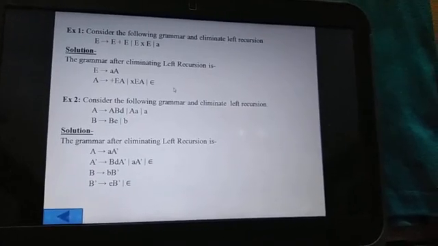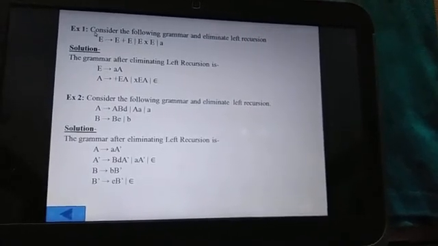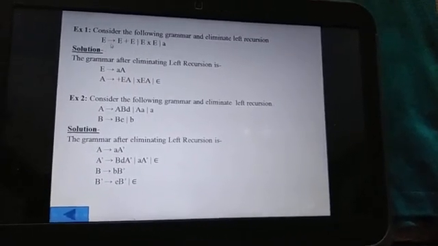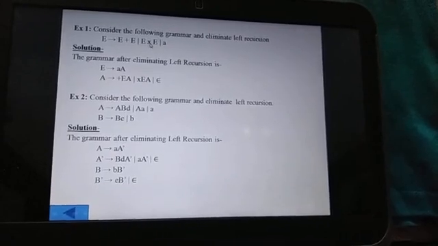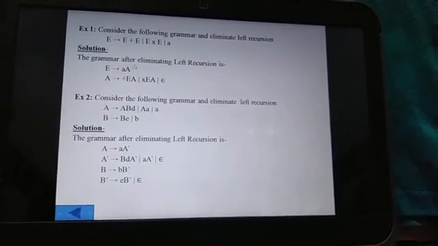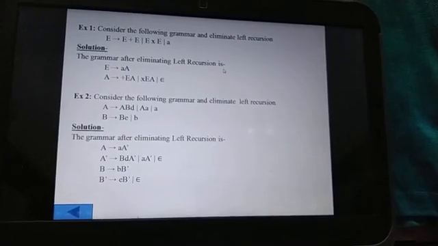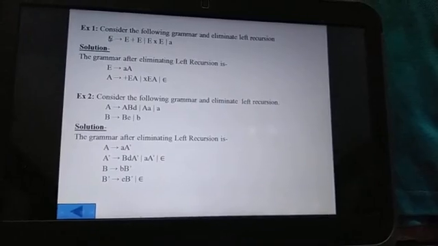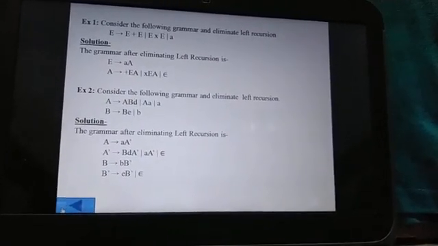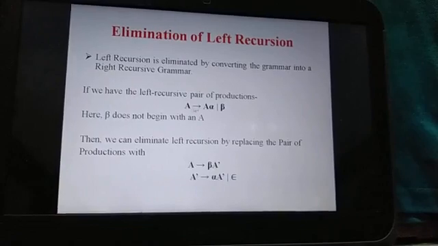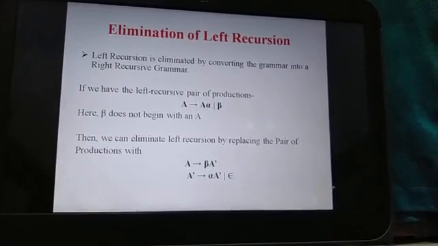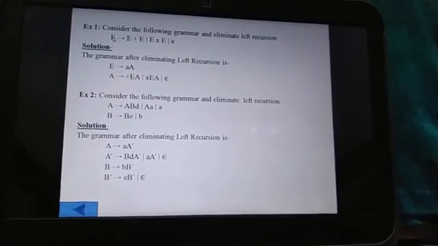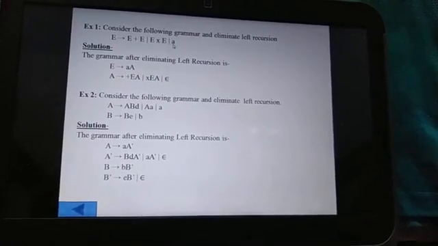Now we see this concept by solving some examples. Consider the following grammar and eliminate left recursion. E produces E plus E, E produces E into E, and E produces A. The grammar after eliminating left recursion is E produces. Here you can see that you need to compare this grammar with the standard form which we discussed in the previous slide, like A produces A alpha and A produces beta. Here A stands for E and beta stands for A.